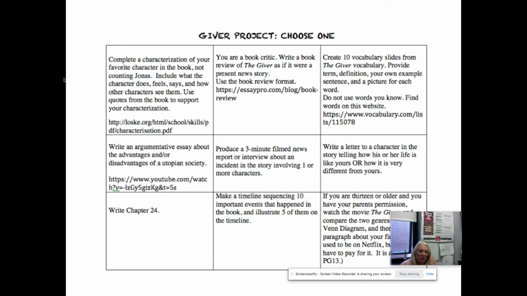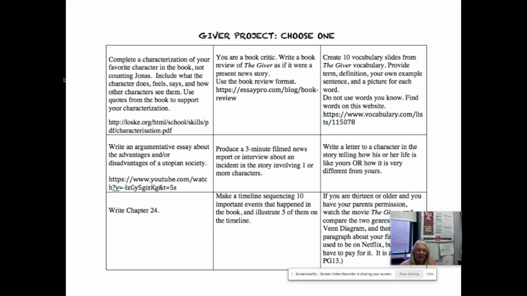The second one is a book critic. Write a book review of The Giver as if it were a present news story. The format for that is there's a website given there, how to critique a book. What did you like about it? What didn't you like about it? What could the author have done better? What did the author do well?